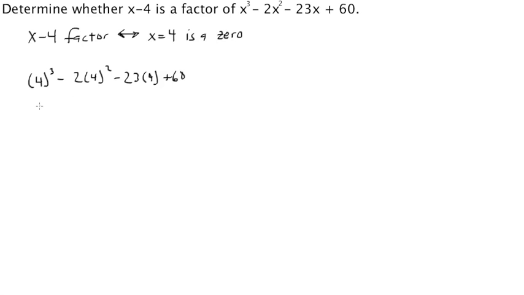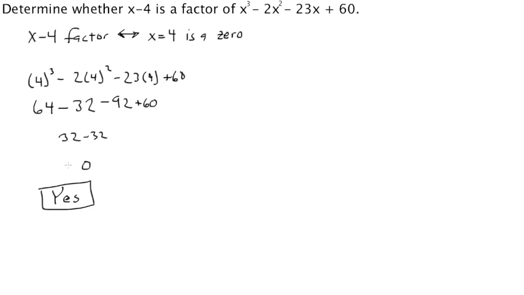So 4 cubed, that's 64. 4 squared is 16, times 2, that'll be 32. Minus 23 times 4, that'll be 92. Plus 60. So 64 minus 32 is going to be 32. Negative 92 plus 60, that'll be negative 32. So aha! We get a 0 back, so yes, this is a factor of the polynomial.